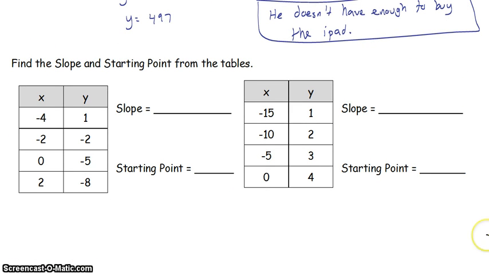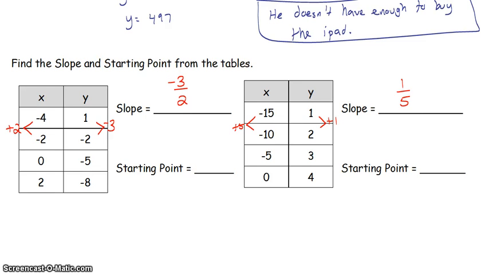Okay, the last two things I want you guys to do today is find the slope and the starting point, or the rate of change, and the y-intercept on both of these tables. Go ahead and press pause and put your answers down before you come back and check them. Okay, so your slope for the first one should be -3/2 because it's your change in y divided by your change in x. Your slope for the second one should be +1/5, because it's change in y over change in x.